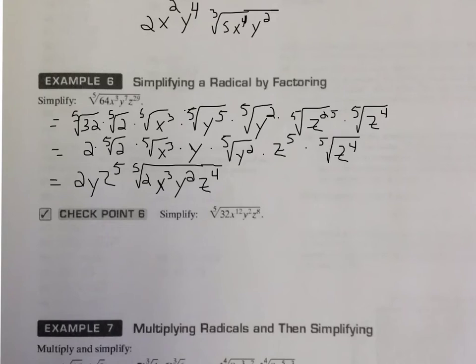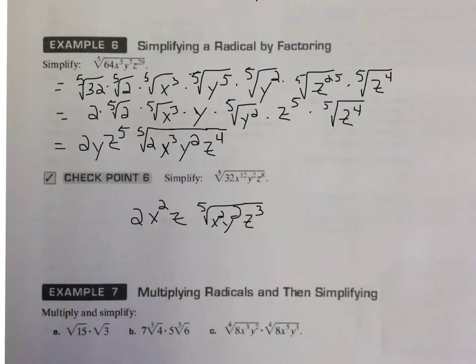Okay, checkpoint 6 answer is 2x squared z fifth root of x squared y squared z cubed. That's the answer for checkpoint 6. Let's go into multiplying and then simplifying.